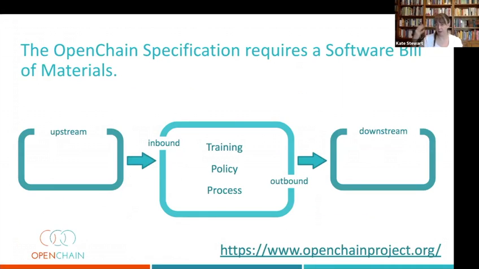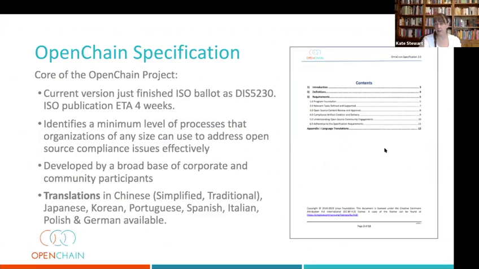So OpenChain's specification, as you can see, basically talks about what has to come inbound, and then makes available processes for training people on how to work with these SBOMs, as well as the policies and processes, and then what you should be expected to provide outbound to your downstream. The specification itself, if you want to take a look, is pretty short. It's about 14 pages. And as we say, the ISO ballot's been finished. It's DIS 5230, and we're expecting to actually have an ISO publication number in the next month. And it's been translated into Chinese, Japanese, Korean, Portuguese, Spanish, Italian, Polish, and German already. And this is all being done by volunteers in the community.